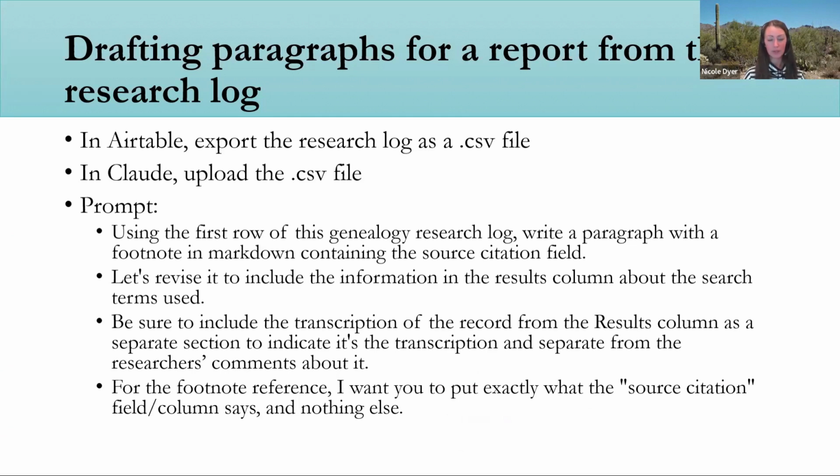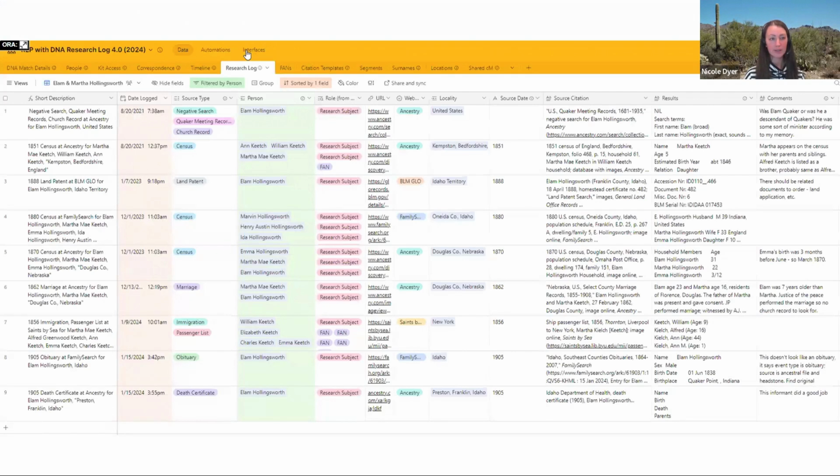And now I'm going to show you. Here is my research log, which is the example data for the RLP with DNA template that I updated for this year. As you can see, there's a description of the row, the date logged, the source type, the person's role, the URL, the website, the locality, the source date, the citation, the results, the comments, and over here we have the fan club and a couple other things. So that was the row that the AI chatbot was going to use to write a paragraph.